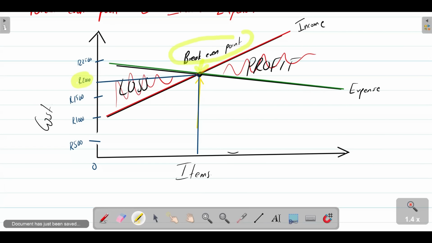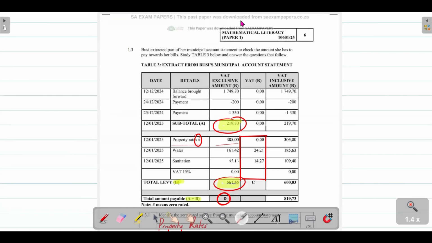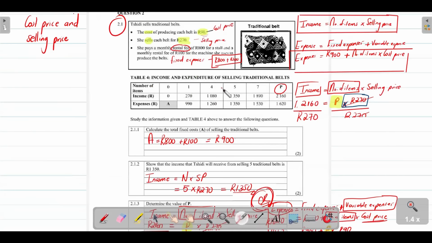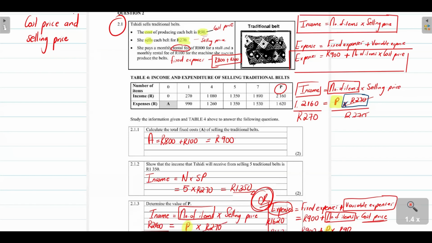So you should be able to determine the break-even point from just analyzing the graph, or you should be able to get your break-even point from just looking at the table that is given to you. Sometimes you can just look from the table where you are given the number of items. Then they give you the total income that the business is making from the different items that are being sold, and the total expenses that the business has from the different items that are being produced. You should also be able to determine what the break-even point is, okay?